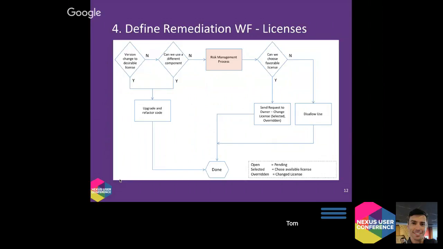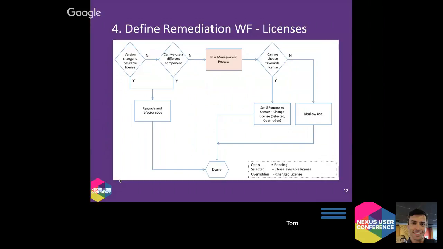So similarly, for licenses, here's an example process that you can use. Starting out the same way, can you change the component version to one that has a more favorable, more desirable license? If yes, then you have a pretty straightforward path forward to getting to done. If not, is there another component that is available? If there isn't, then again, the internal risk management process is brought into play.